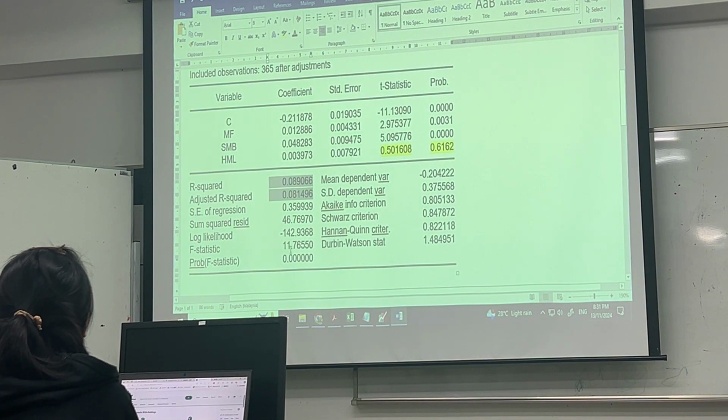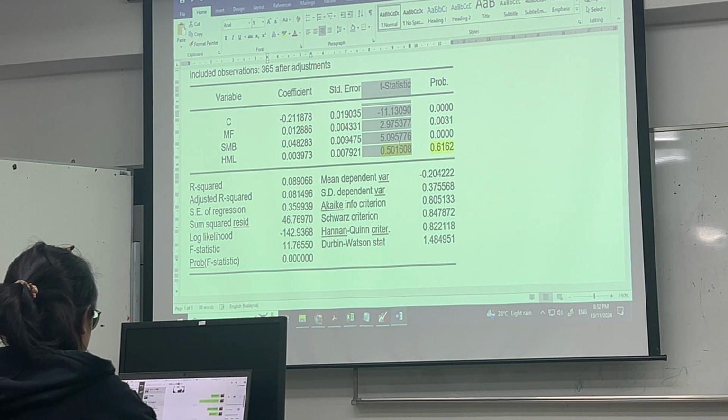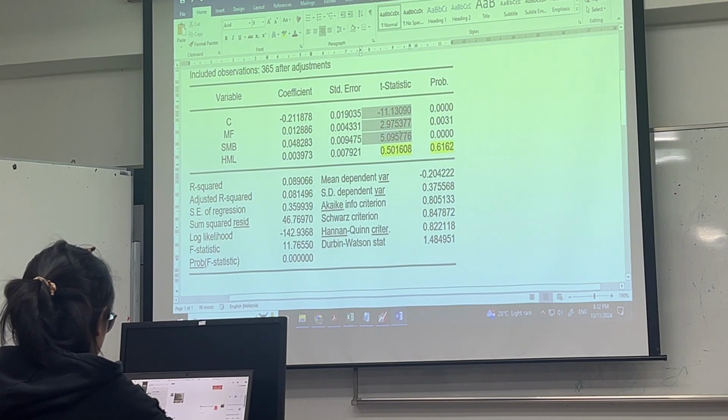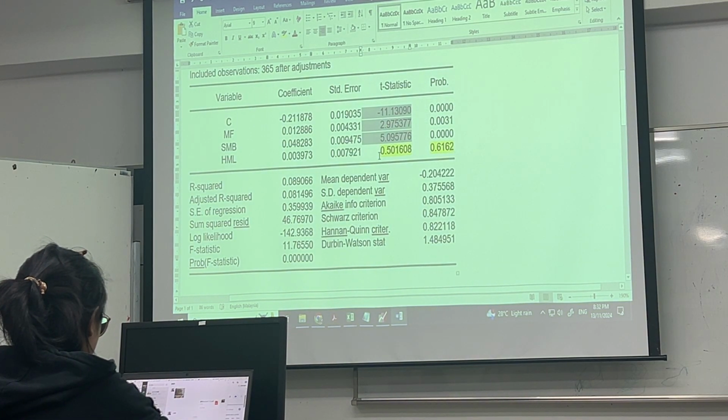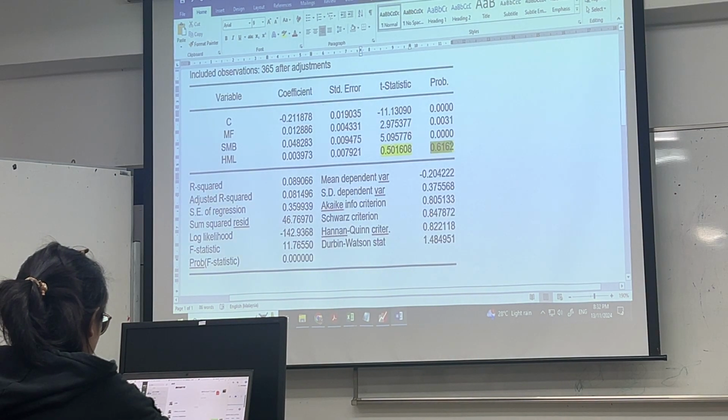What other information can I get from here? The test statistics. In lecture 1 and lecture 2, we will talk about testing. This is an individual test to see the individual coefficients. Like just now I said HML is not significant, because its test statistic is lesser than the critical value. So this is based on the critical values approach.